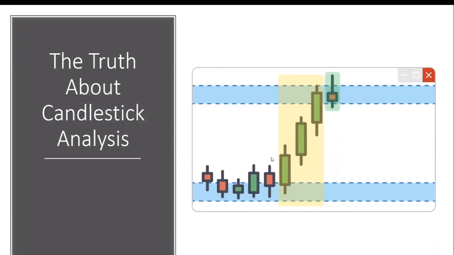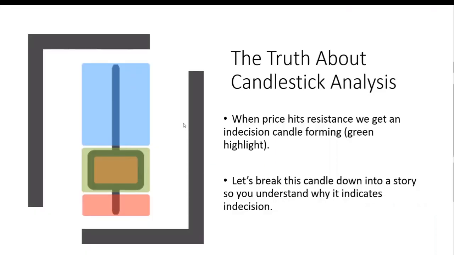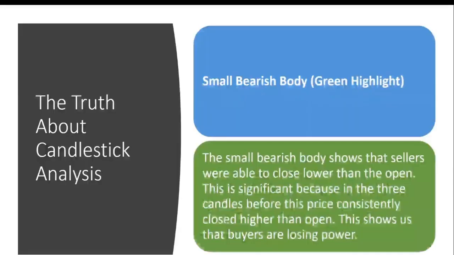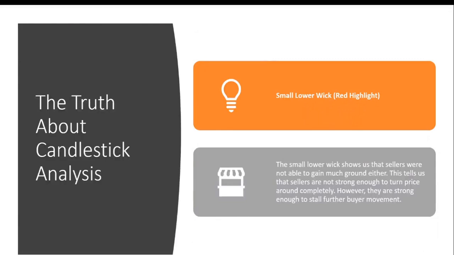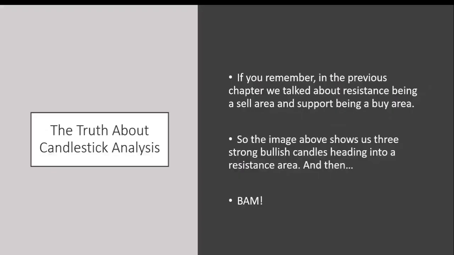So if we combine that price action along with support and resistance, we can still start making some decisions. So when price hits resistance, we get an indecision candle forming a green highlight. So remember, we had the third candle breakout, small body, green body, and right there on the support, the resistance line.